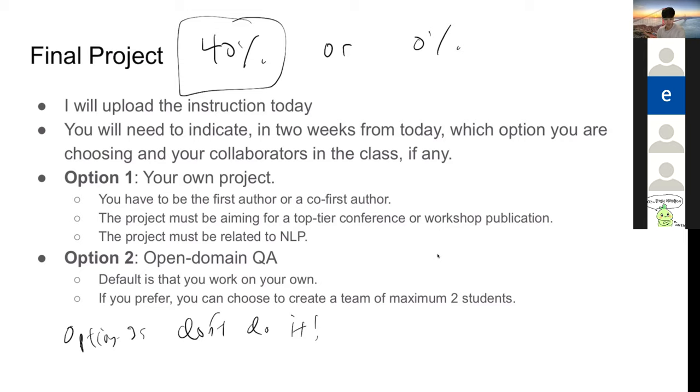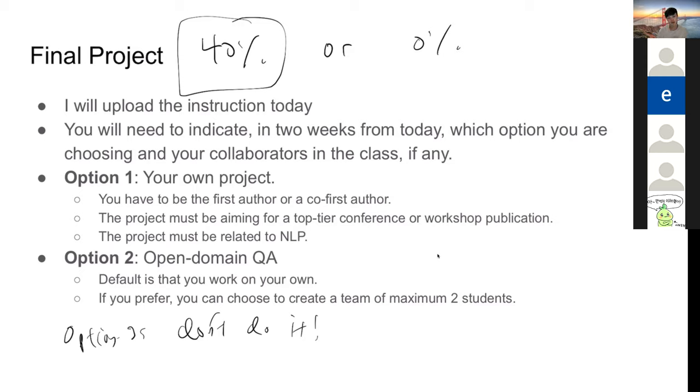So what I was trying to say is that option number one is your own project. The important requirement here is that you have to be the first author or co-first author. If you're a second author, then I'm sorry, but you cannot use that for your final project. The project must be aiming for a top tier conference or workshop publication. It's basically a requirement that you're actually publishing this somewhere, because it can also be a workshop. I said top tier, but I'm just talking about conferences that are not, you know, bogus. There are some really weird conferences too. And the project must be related to NLP, which is apparent, because we're doing NLP in this class.